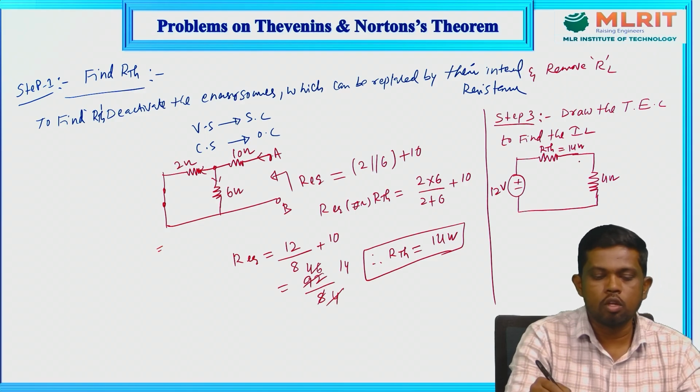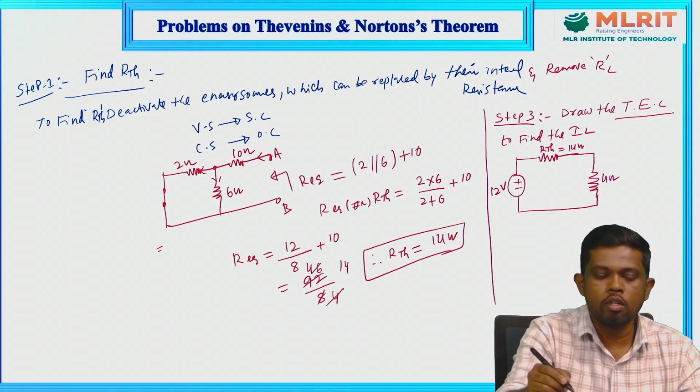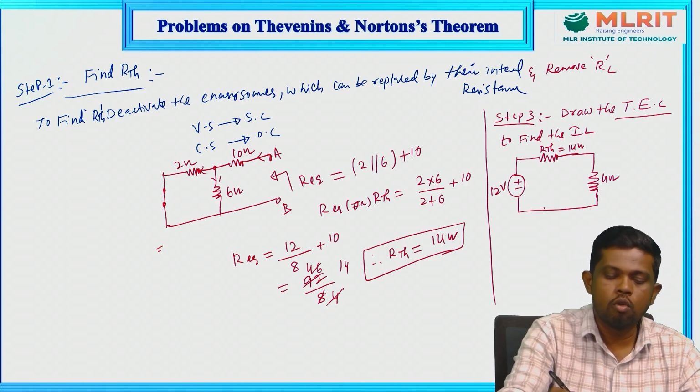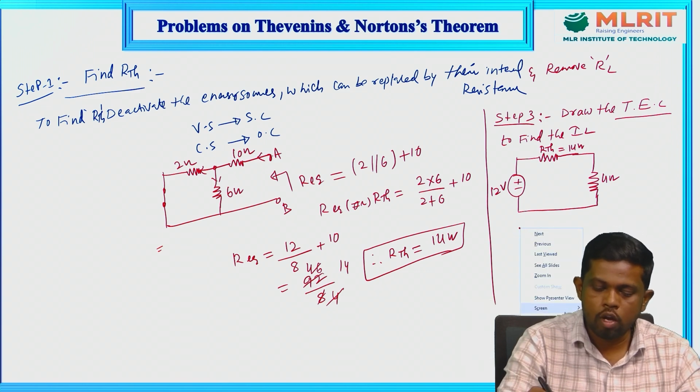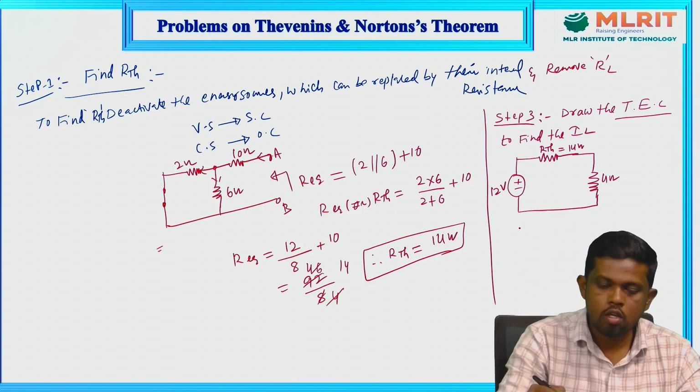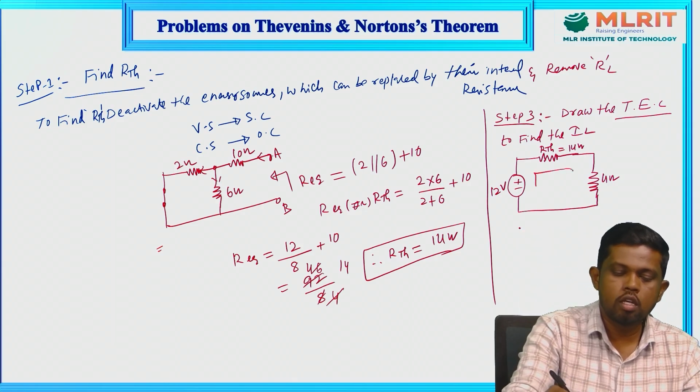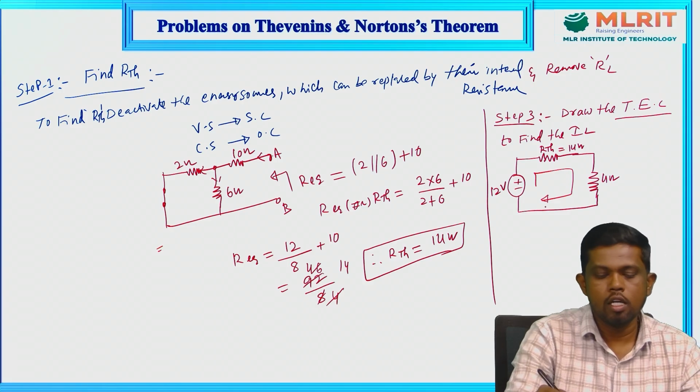So this corresponding circuit is simply known as the Thevenin's equivalent circuit. Based on this, we need to find the current flowing through the load resistor. How can we get it? We can simply apply the Kirchhoff voltage law, or otherwise Ohm's law.